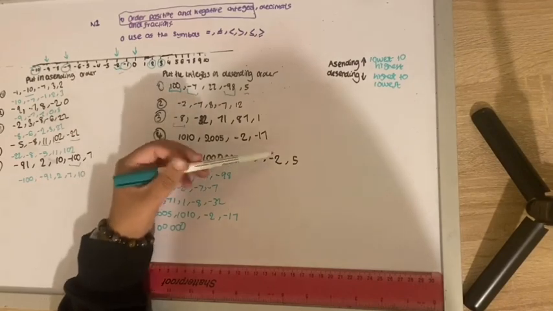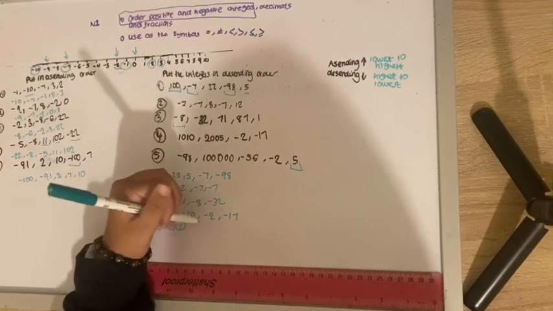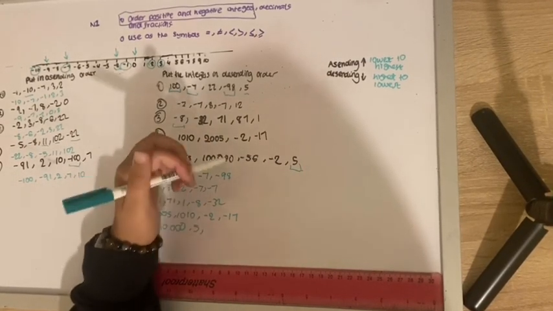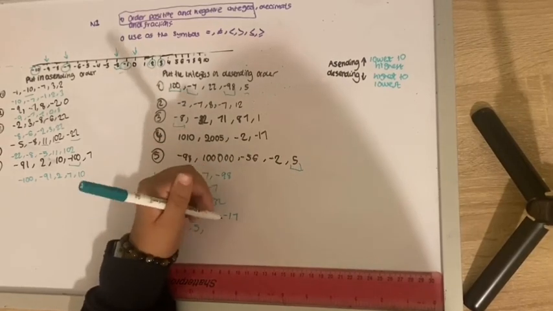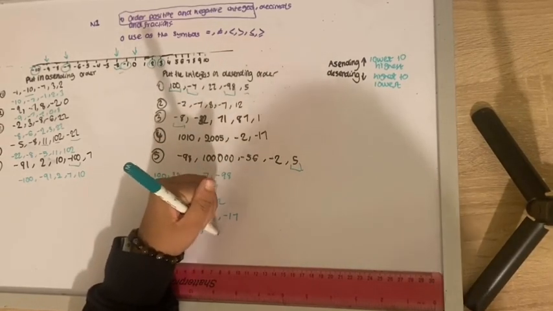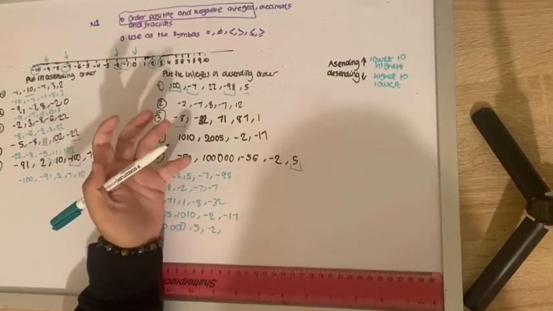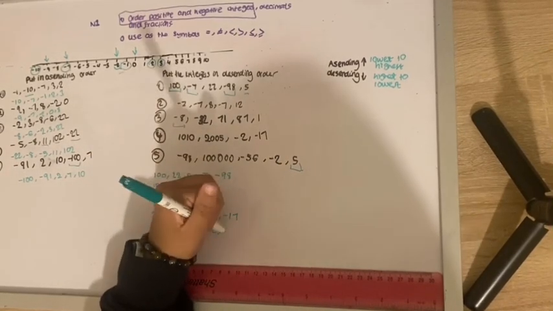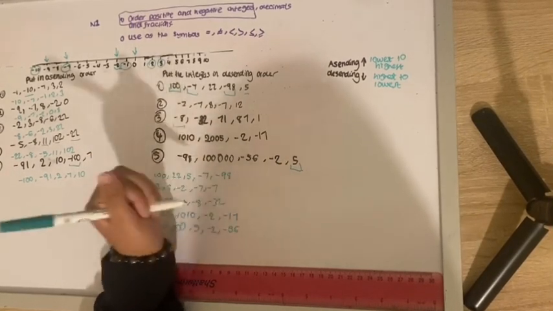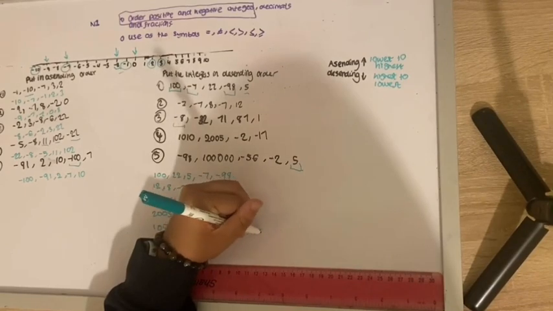Clearly these are all negative. This one's the next positive. -2 is closest to being positive, or it's the least negative. Then -56, and then -98, which is the most negative.